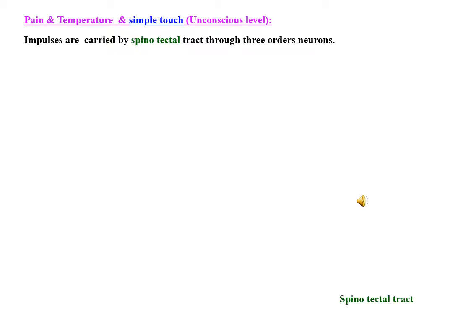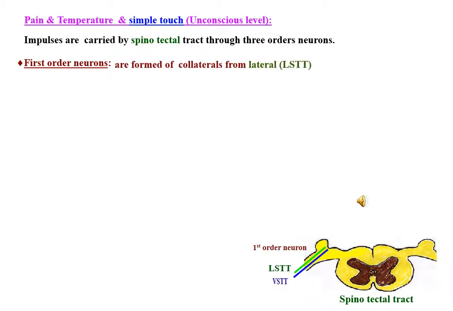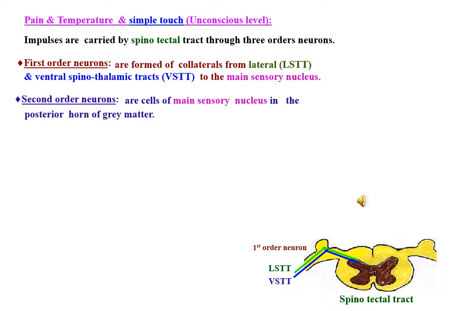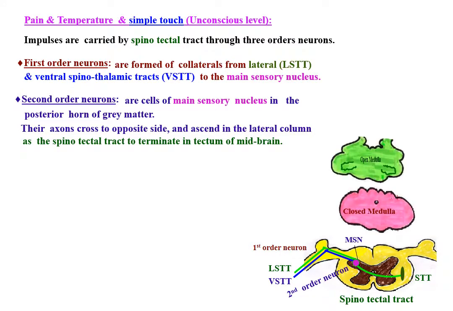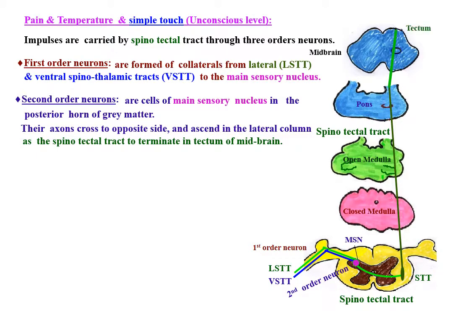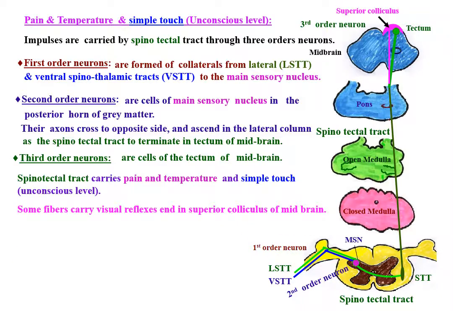Unconscious level of pain and temperature and simple touch is carried by the spinotectal tract through three-order neurons. The first-order neurons are collaterals from the lateral and ventral spinothalamic tracts to the main sensory nucleus. Second-order neurons are the cells of the main sensory nucleus in the posterior horn of the gray matter. Their axons cross and ascend in the lateral column as the spinotectal tract to terminate in the tectum of the midbrain. Third-order neurons are the cells of the tectum of the midbrain. The spinotectal tract carries pain and temperature and simple touch. Some fibers, however, carry visual reflexes in the superior colliculus of the midbrain.